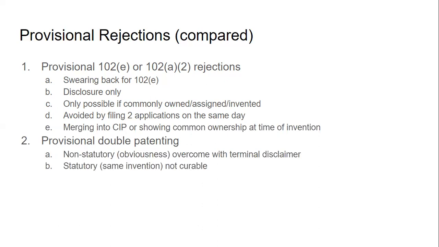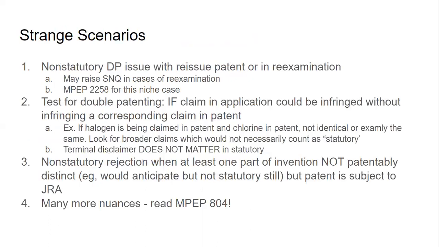If it's a statutory same invention, it's not curable, right? So you'd have to either cancel those claims or amend them in some way to completely overcome it. And that's only possible with common ownership or invention. And it's all based on what is claimed.